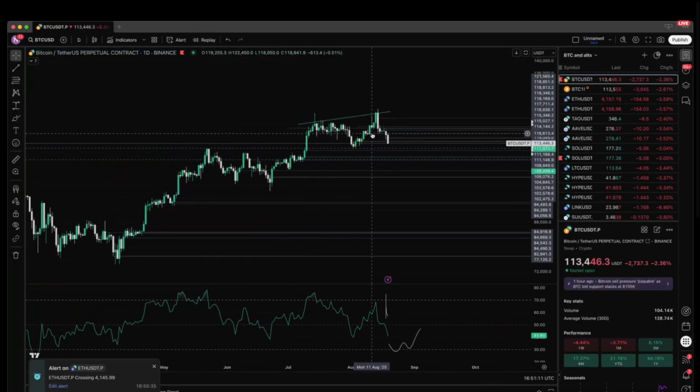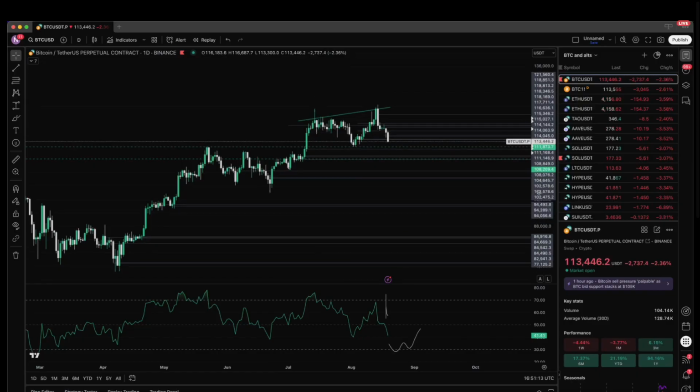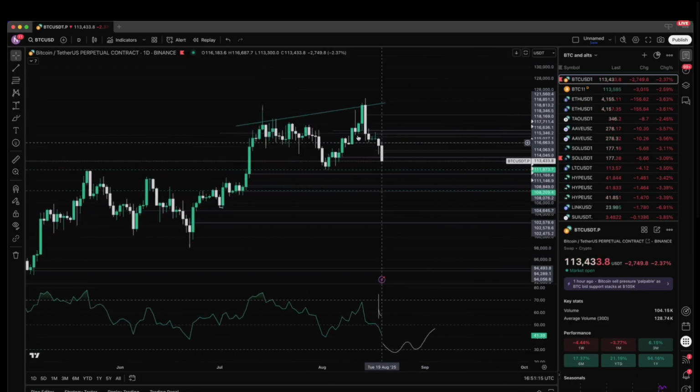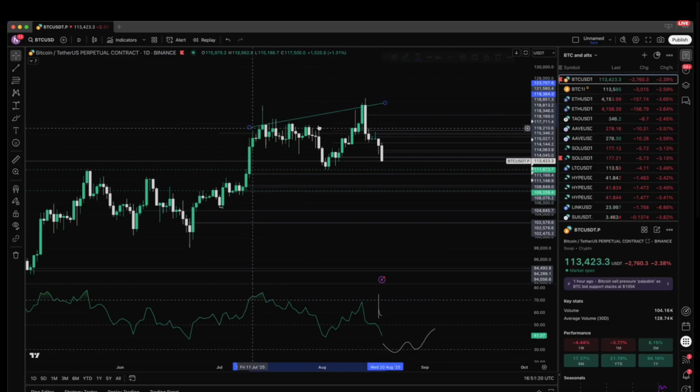But this is the main reason why I'm not really interested, or I wasn't interested, in swing positions: this 3-day div here. And look at all the liquidity taken on this last move up. Pretty wild.